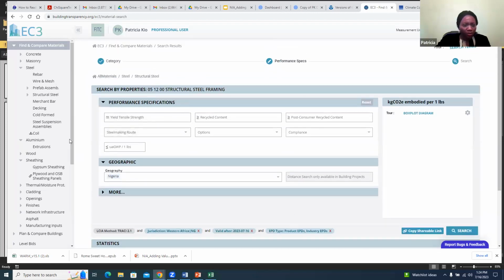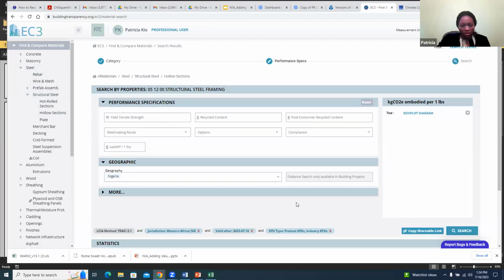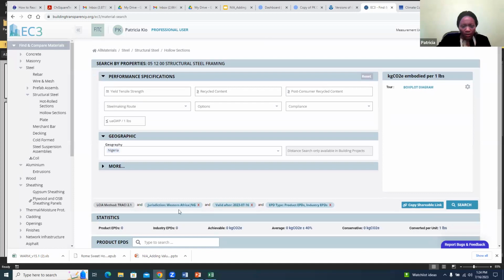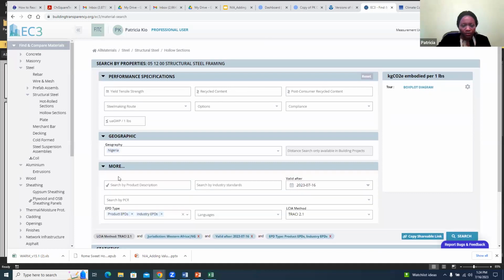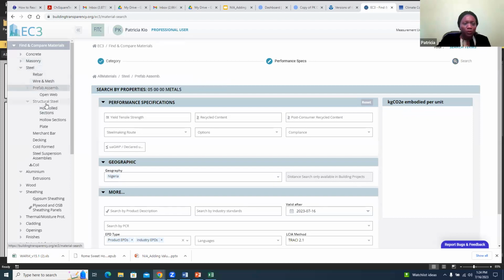So let me go back and do something that will show us a box plot. So it's still a picked wire and meshing. Let's go for structural steel, hollow sections, and then search. So we look at more. Search by product description, product EPDs. I want something that will show some, when I was practicing, I saw the box plot. So it's not showing a box plot because it doesn't have any products. It's the data that we put in that will show. So some of the data are not in there.